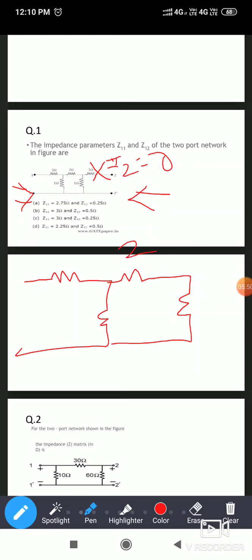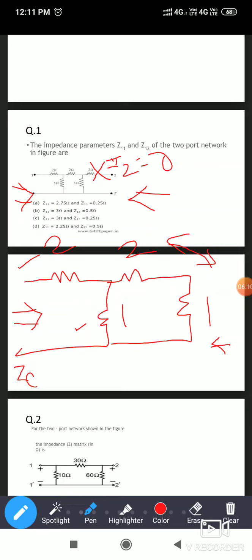So this will be the 2 ohm, this will be the 1, this will be the 2, and this will be the 1. So you need to find out Z equivalent by observing from this side. Now measure from the opposite side. So 1 and 2, these two are in series and that is in parallel with this 1 ohm, and lastly it is in series with 2.